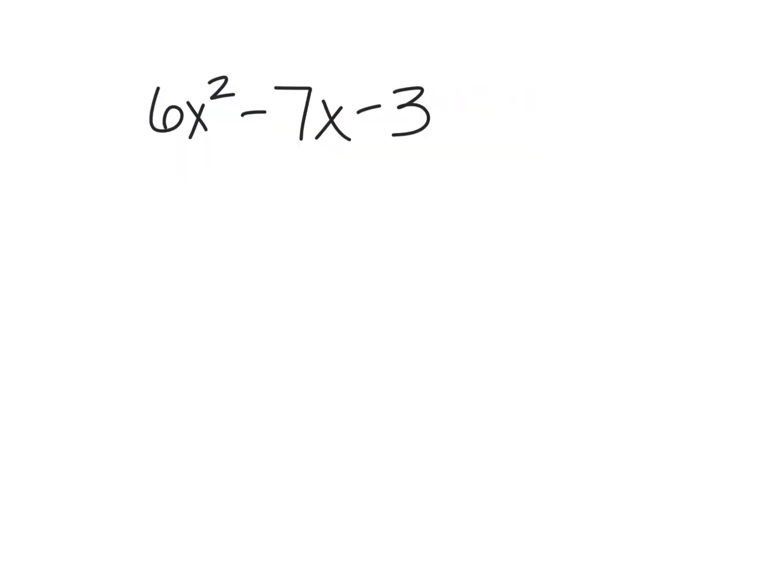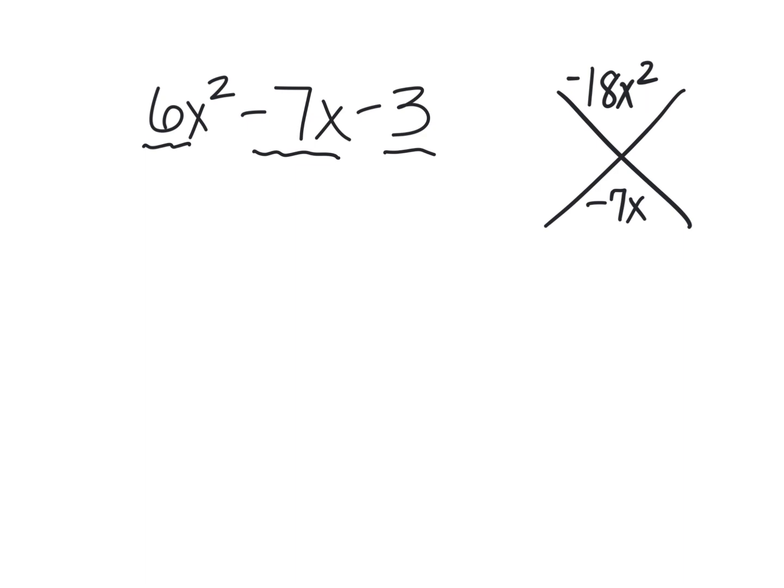All right, let's try another one. So again, I'm going to draw my little X, or these are really called diamond problems. And we know that we want two numbers that when we add, we get negative 7x. We want to kind of split that. And then we learned that, hey, if you take these two terms and you multiply them, so 6x squared times minus 3, that's negative 18x squared. Okay, so we want to come up with two numbers that equal that.